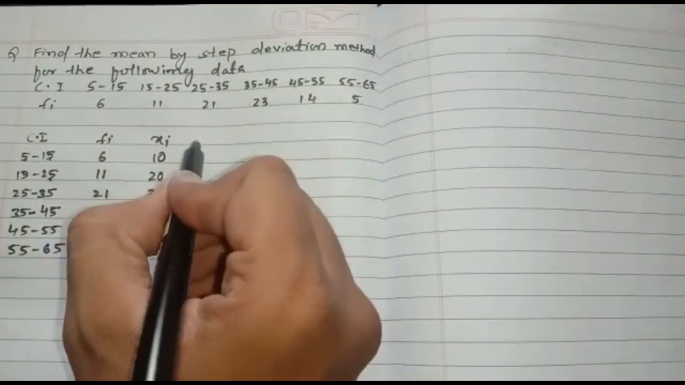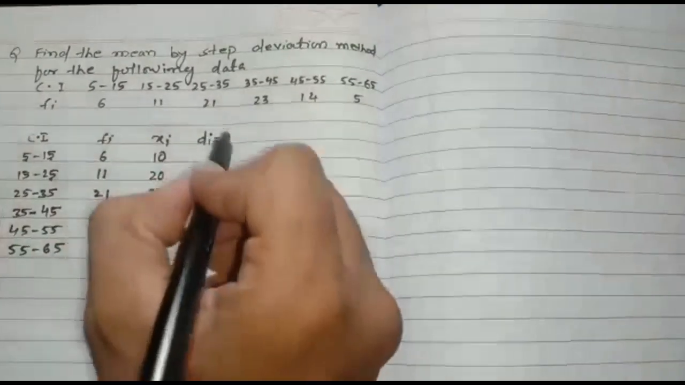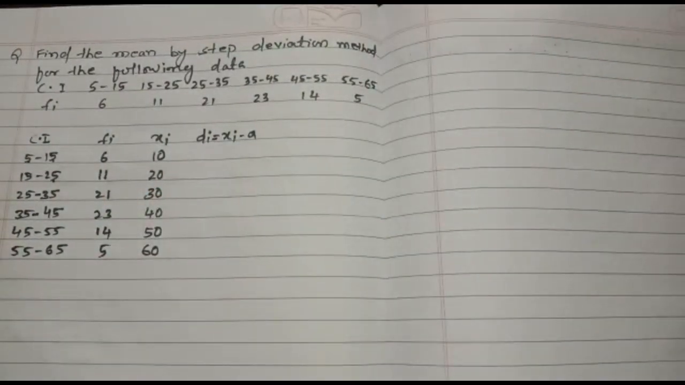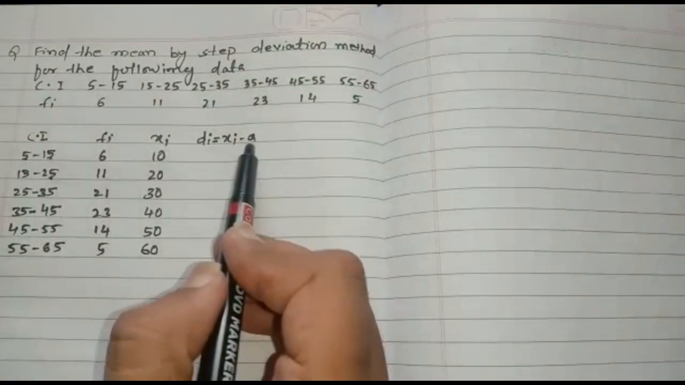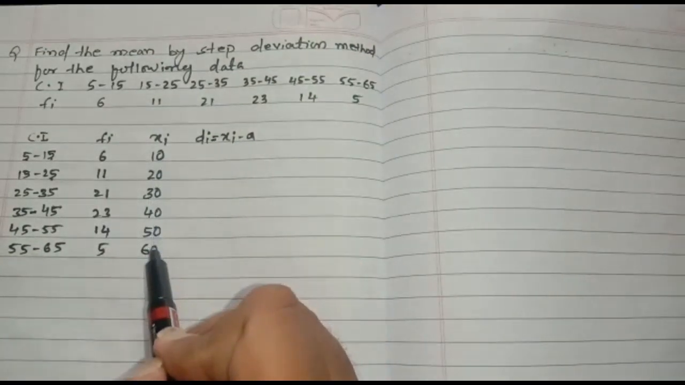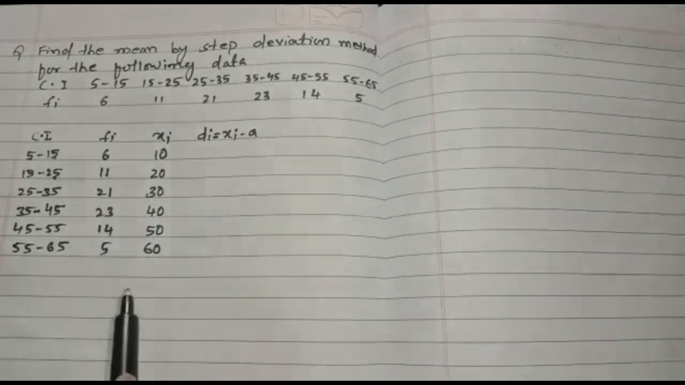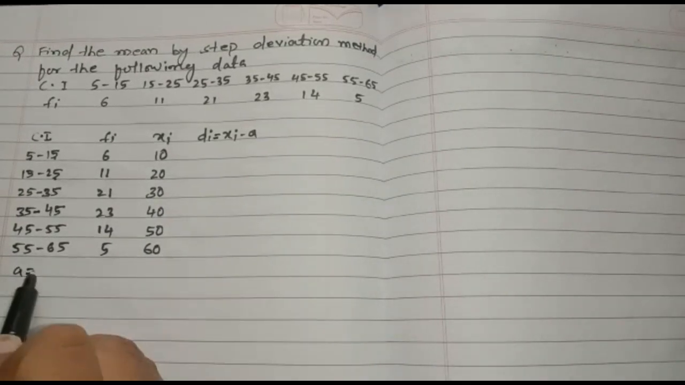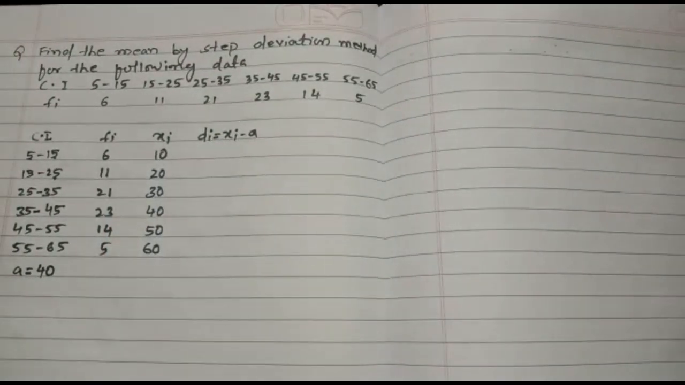Now we also need di in step deviation method, and we know di is xi minus a. As I said, we have to select a middle value from the values of xi. So either we can select 30 or we can select 40. I am selecting 40. A I am assuming as 40. Keep in mind, a has to be assumed from the values of xi.